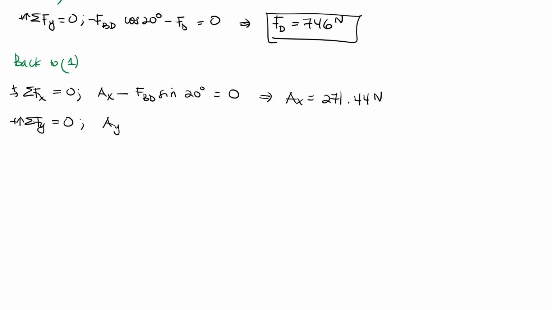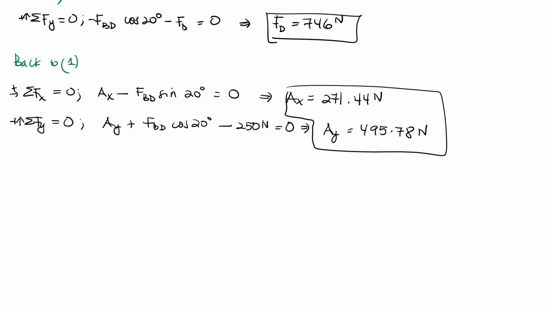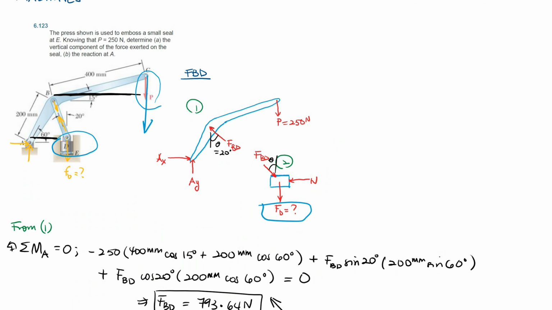We have AY plus FBD cosine 20 degrees minus 250 newtons, and that's equal to 0, which allows me to say that my AY is equal to 495.78 newtons. And those are the two forces. So as a recap, let's go back to this question.